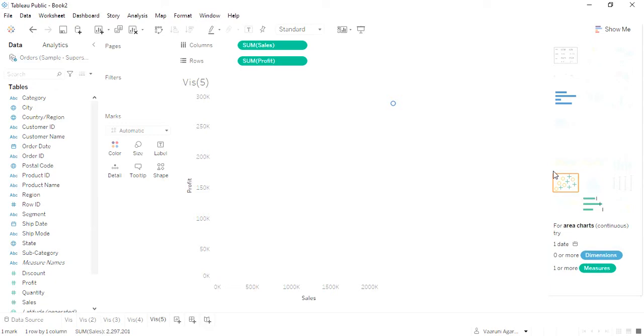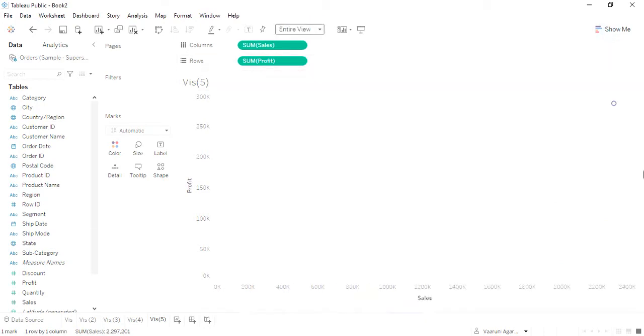Okay, so this is the scatter chart, which requires at least 2 or more measures to be present. Note that dimensions may or may not be present, it doesn't matter, but at least 2 measures must be there for the scatter plot to be constructed. So this is how it's created and how it looks. Let me change it to the entire view so that we understand it in a better way.